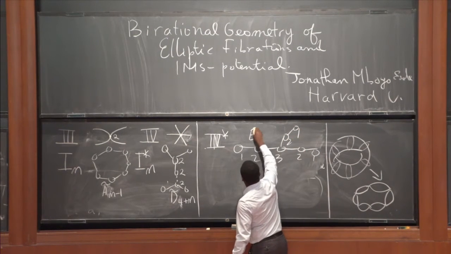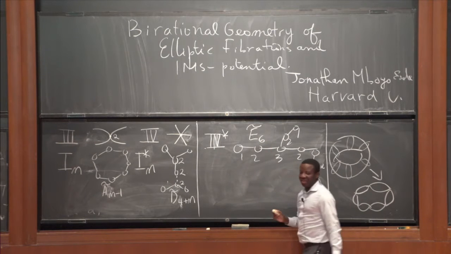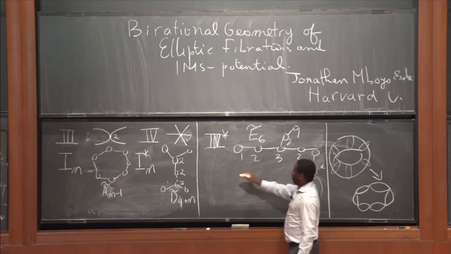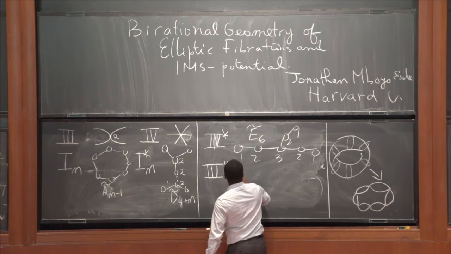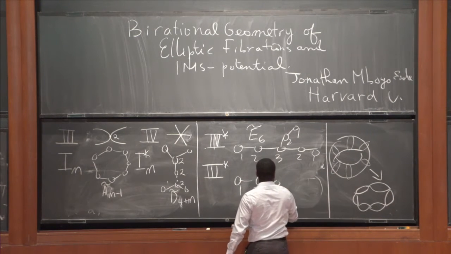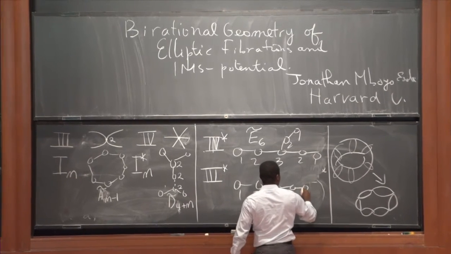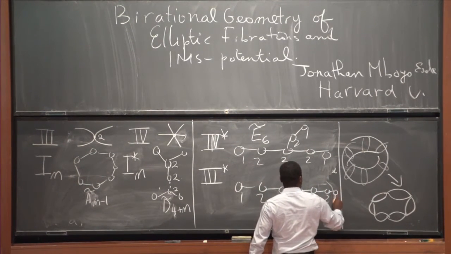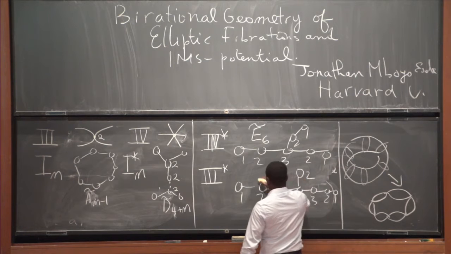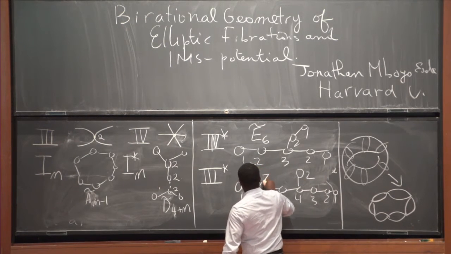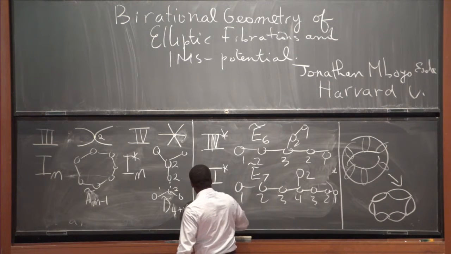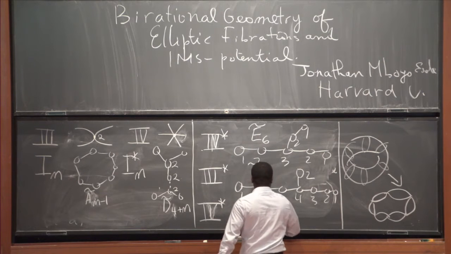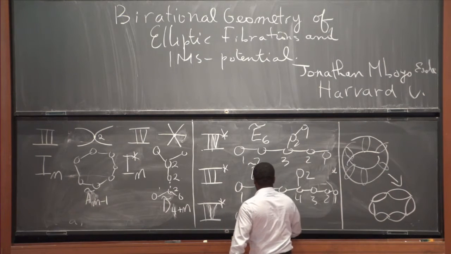And this is related to the extended Dynkin diagram of type E6. You have the one of type 3 star, which is related to the Dynkin diagram of type E7. And finally, we have the Kodaira fiber of type 2 star that is related to the Dynkin diagram of type E8.